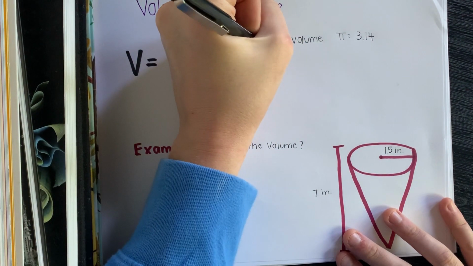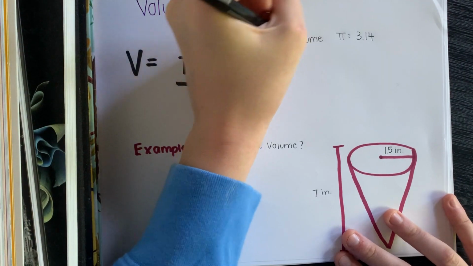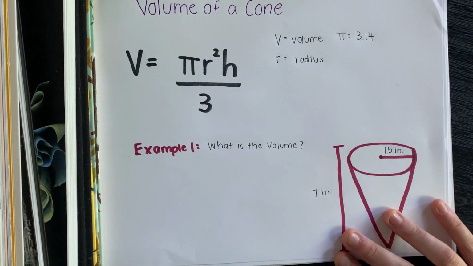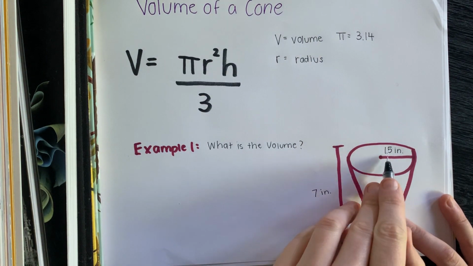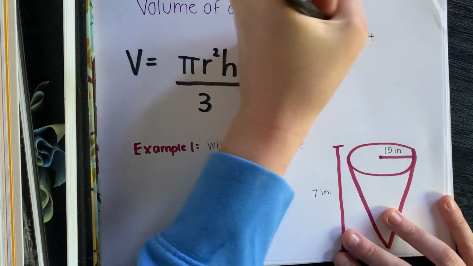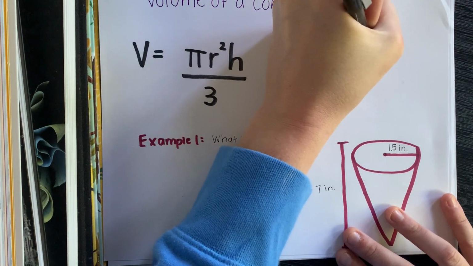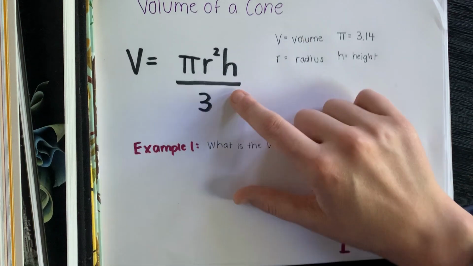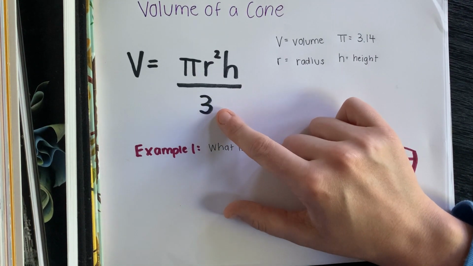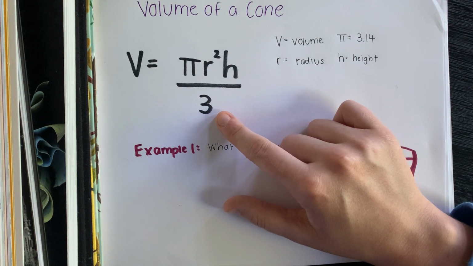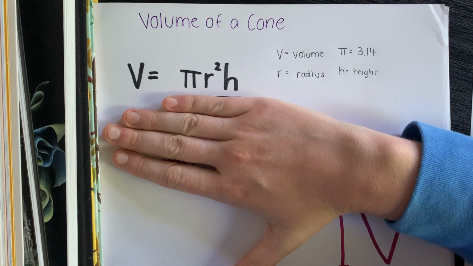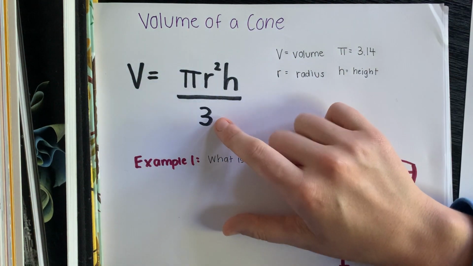I've got R, which is my radius. And again, that's half of my circle down here. And then H is my height. So you might notice that this formula looks pretty similar to the cylinder formula that we used on Monday. And really what the difference is, that's a cylinder, and a cone, you divide it all by 3.